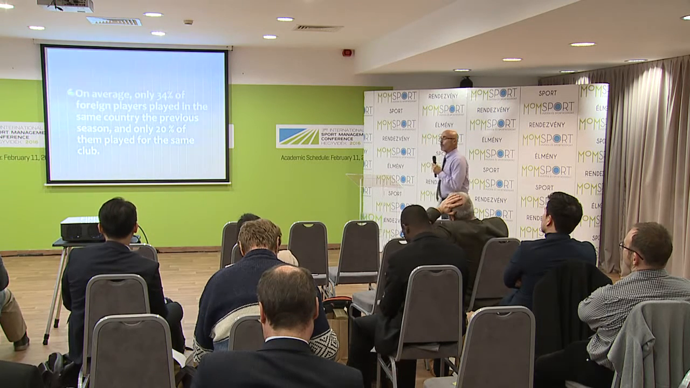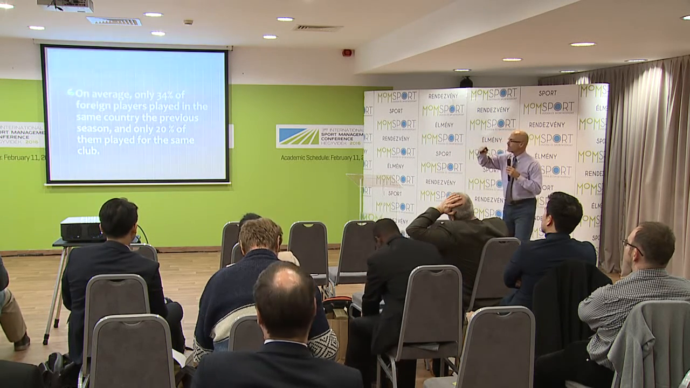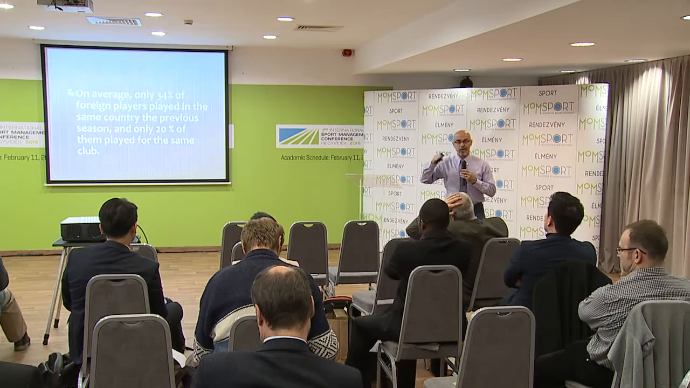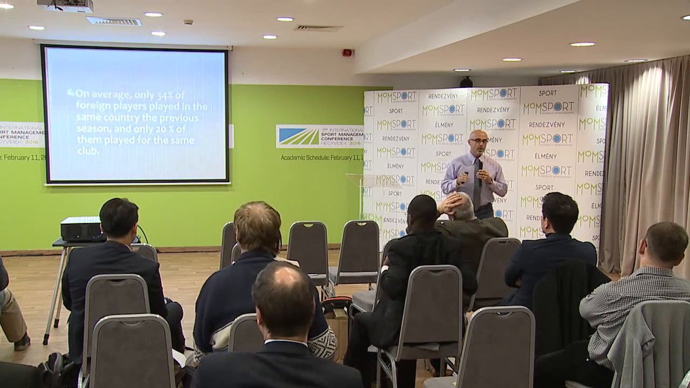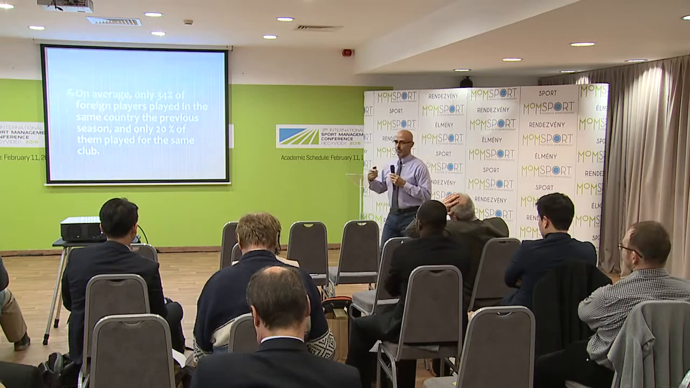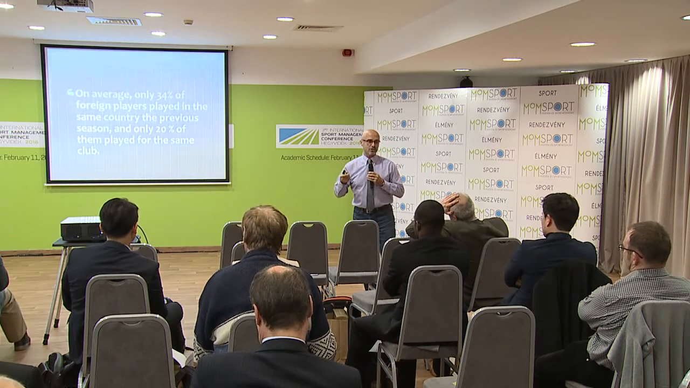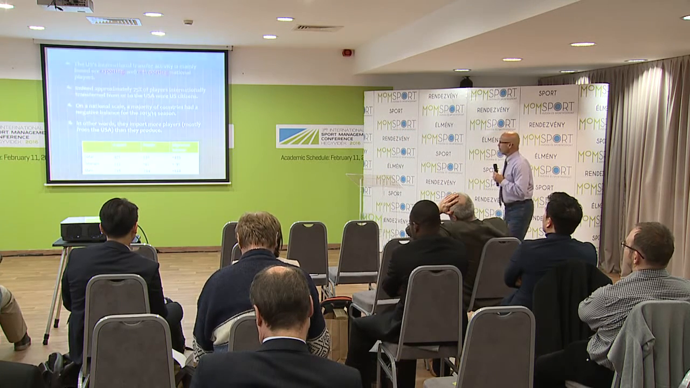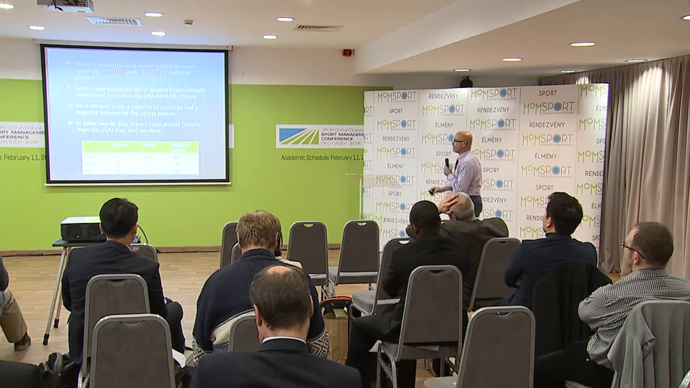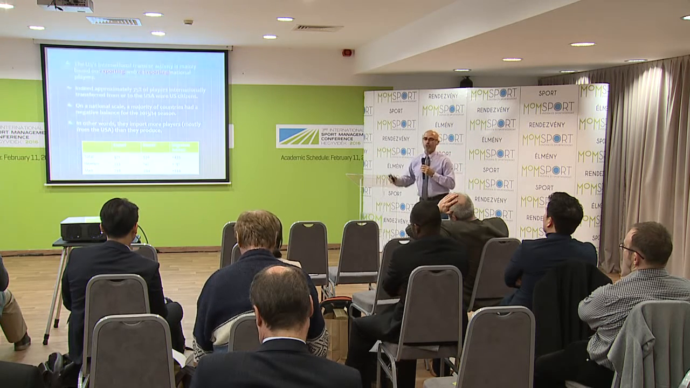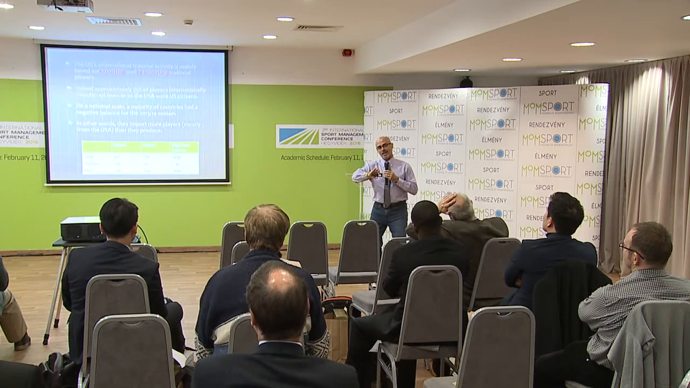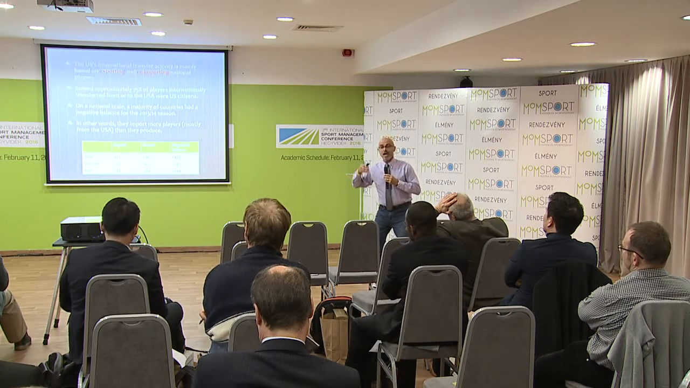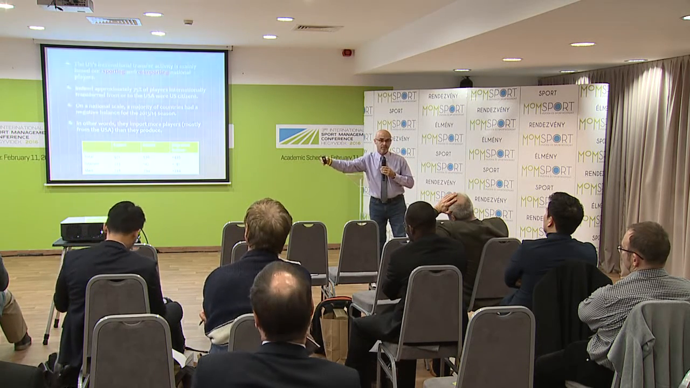On average, only 34% of foreign players played in the same country the previous season, and only 20% of them played for the same club. So you have what is a classic example, I think, of what's called oscillating migration. And I'll talk a little bit more about that, and we'll discuss that. So the U.S. international transfer activity is mainly based on exporting and re-importing players. So a player exports from the United States, goes to a European country, and then maybe comes back to the United States and re-imports to another country.